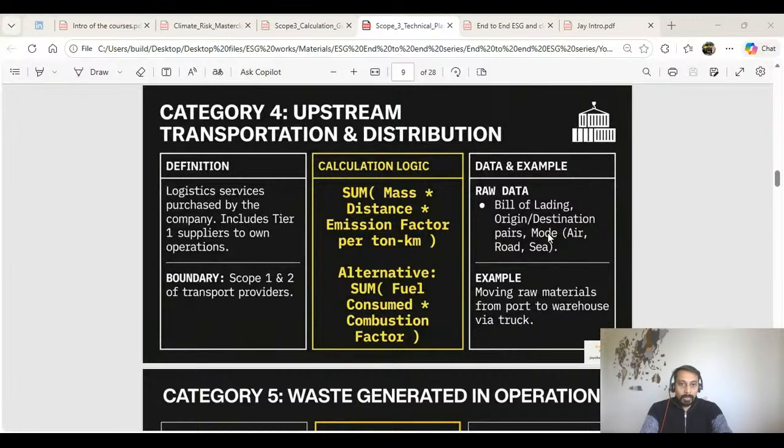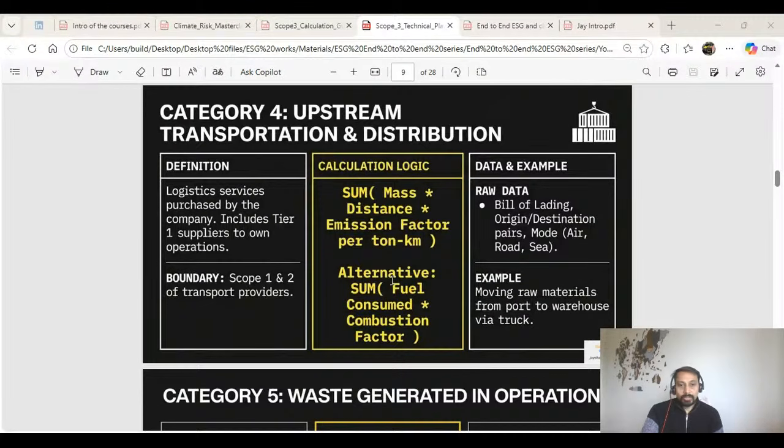Category 4 is upstream transportation and distribution. That covers, very uniquely, third-party logistics. The primary formula is very similar: mass times distance times the mode-specific emission factor. For example, 20 tons shipped 5 kilometers by truck or any kind of heavy vehicle. If logistics partners have those data, it is multiplied by the emission factor.